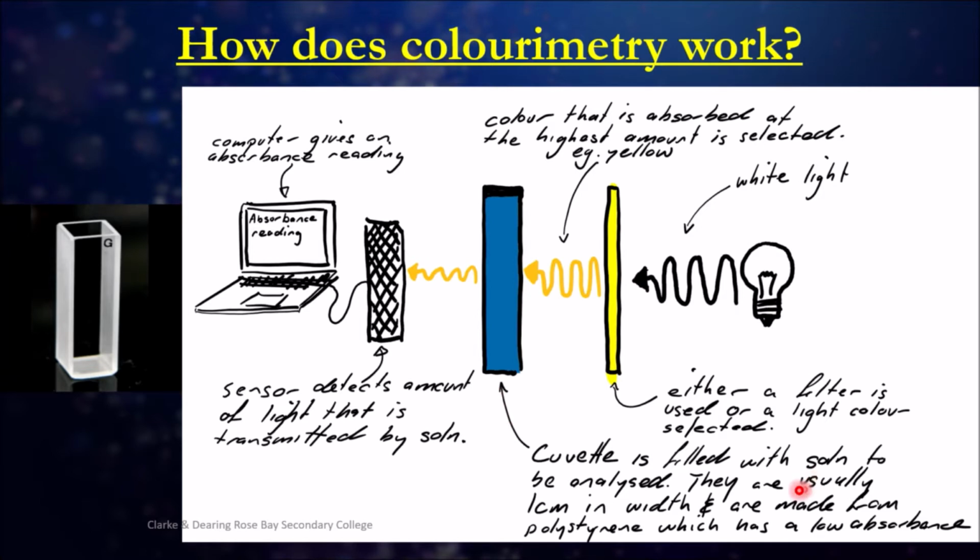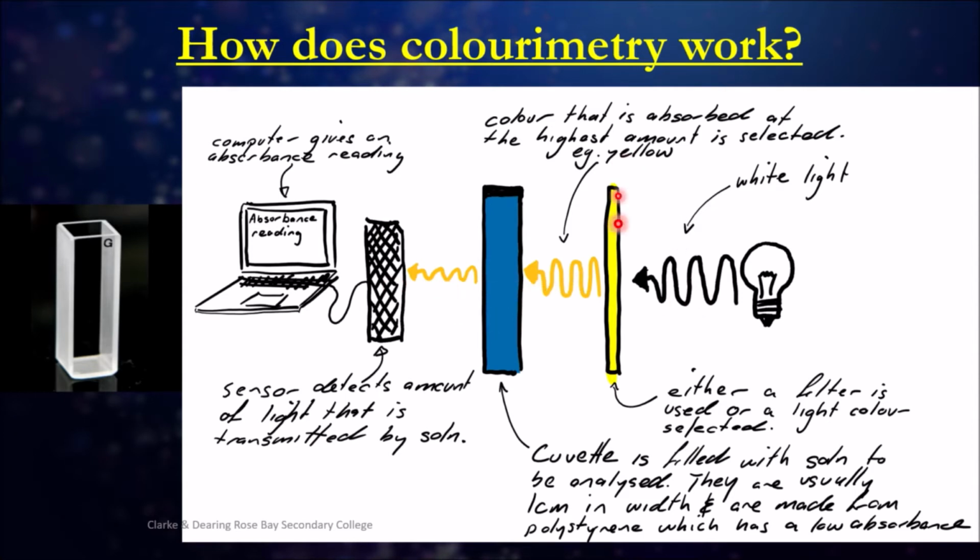The cuvette is filled with the solution to be analyzed. They are usually about 1 centimeter in width in all directions, so it's a rectangular shape, and are usually made of polystyrene, which has very low absorbance. We have our sensor that detects the amount of light that's transmitted by our solution. What we mean by transmitted is going through our solution.